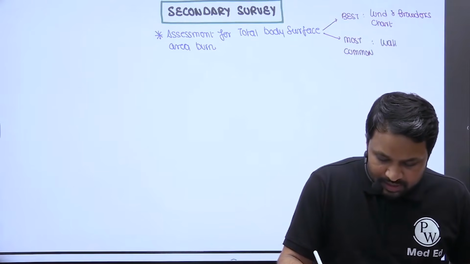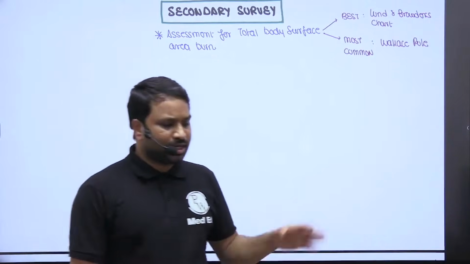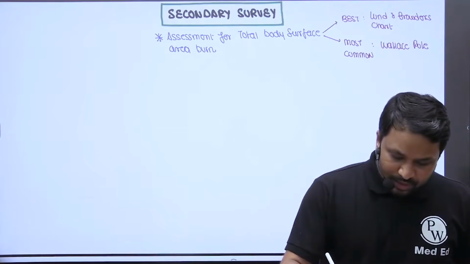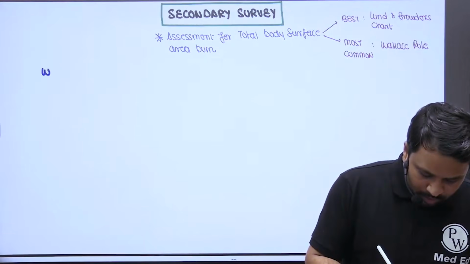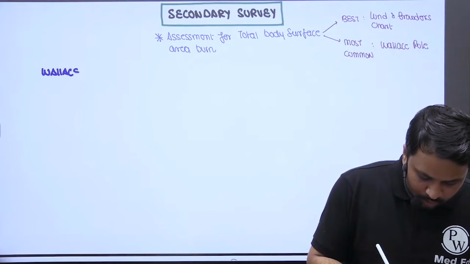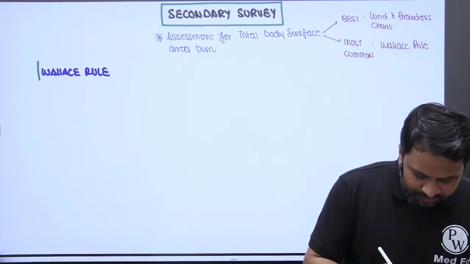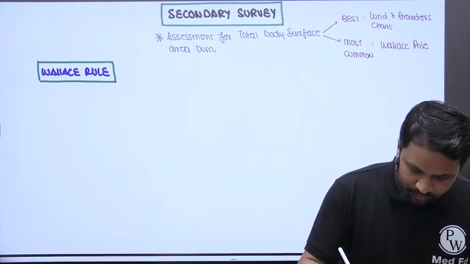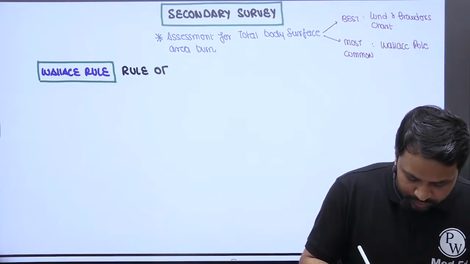is your Wallace rule. The Lund and Browder chart is an extensive chart. It is difficult to remember the entire chart. So we'll be following something called the Wallace rule. Now, the Wallace rule is what we call the rule of 9. So we'll be talking about the Wallace rule, which was your exam question. The Wallace rule is popularly referred to as the rule of 9.